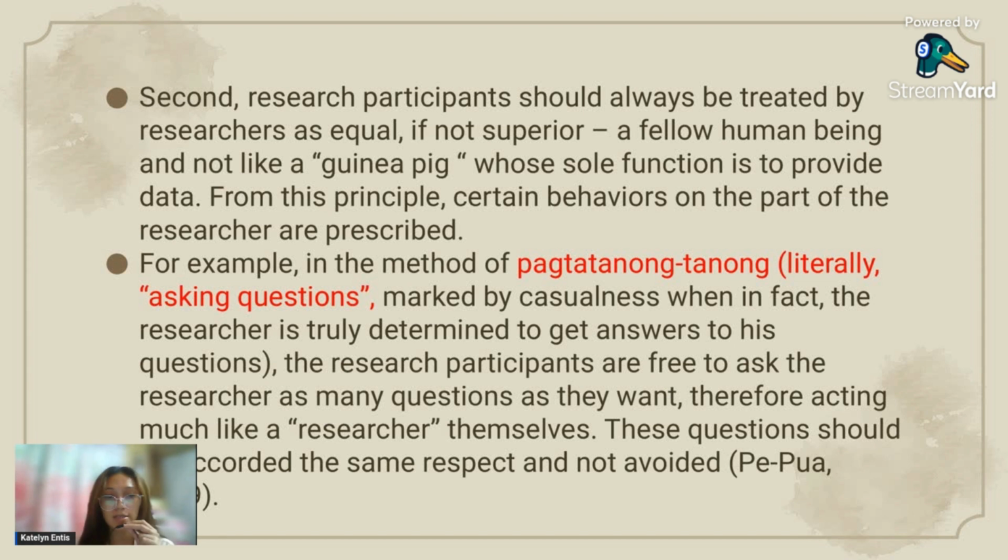An example is the method of tatanong-tanong, or asking questions, marked by a casualness even when the researcher is truly determined to get answers to his questions. The research participants are free to ask the researcher as many questions as they want, therefore acting much like researchers themselves. Just like researchers, they want to get detailed or more information from the answers. Participants also have the right to ask questions, just like researchers.